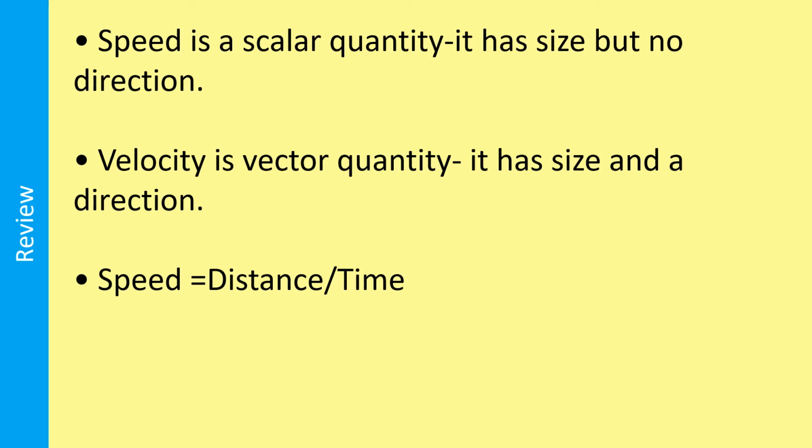Hopefully you remembered that speed is a scalar quantity. It has size but no direction. But velocity is a vector quantity. It has both a size and a direction. And the formula you need to remember is speed equals the distance traveled divided by the time taken.